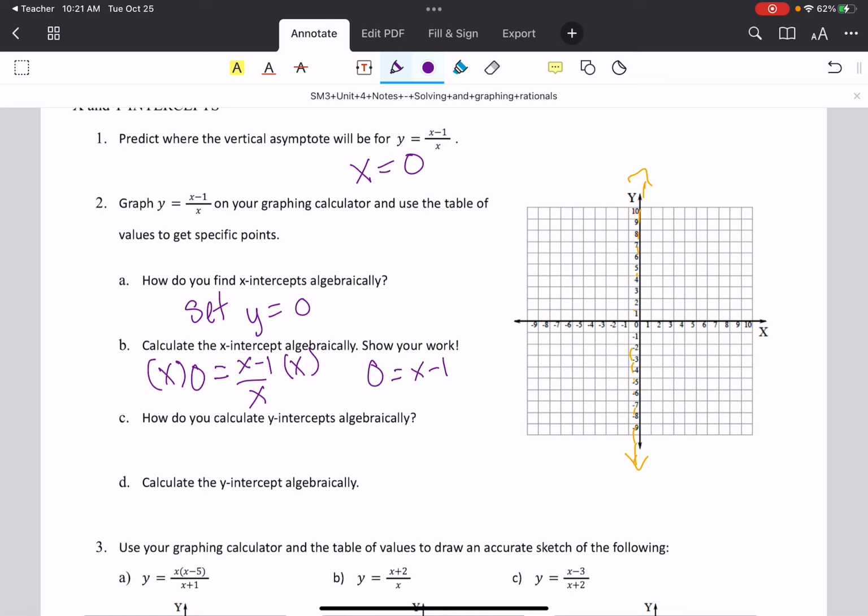Since this is a 0, I multiply by this x. What happens to that x? It's just 0. It's almost like it disappears. So this is going to be a shortcut for every time you're working with rational equations. Finding your x-intercept, you set the numerator equal to 0. So you could skip that multiplying by the denominator step. X equals 1. So that is our intercept.